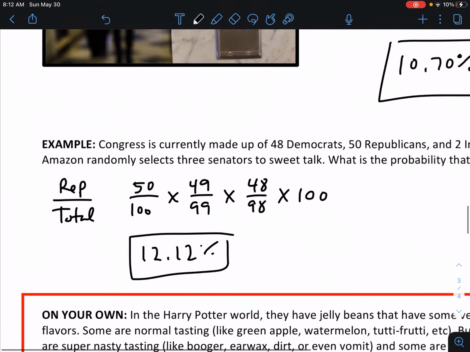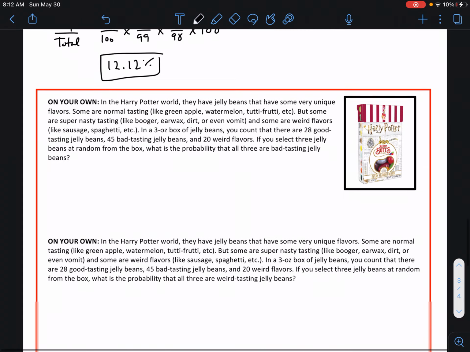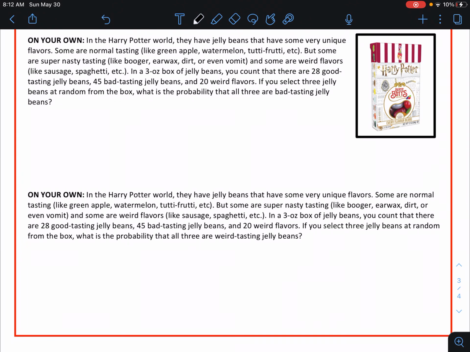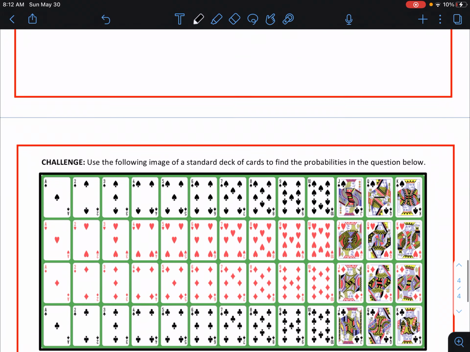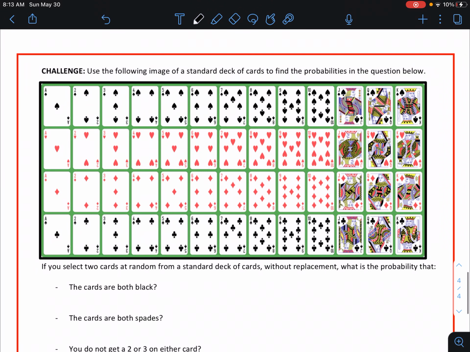There we go. All right, you have one to do on your own about Harry Potter. This is one that you need to enter into Schoology, and then you have a challenge one that I suggest you try. It's about a deck of cards. If you think about a deck of cards, there's different numbers of cards and face cards and different suits and all that, so you can do all kinds of probability with that. So give it a try.